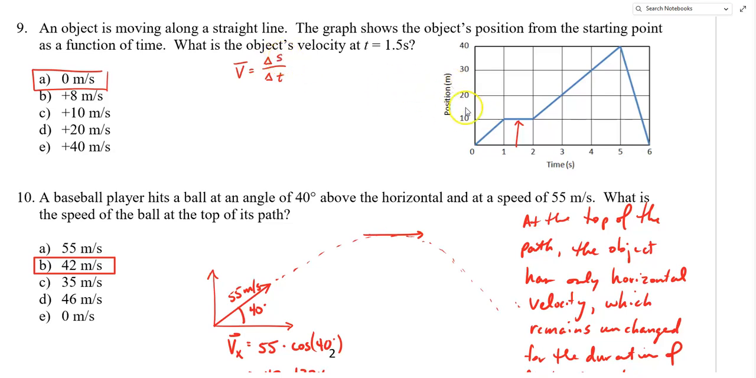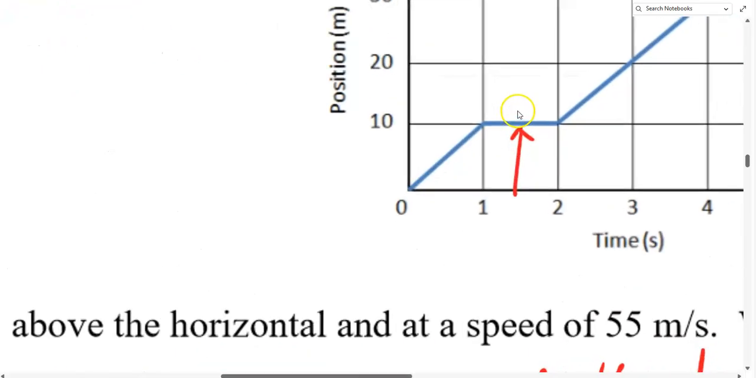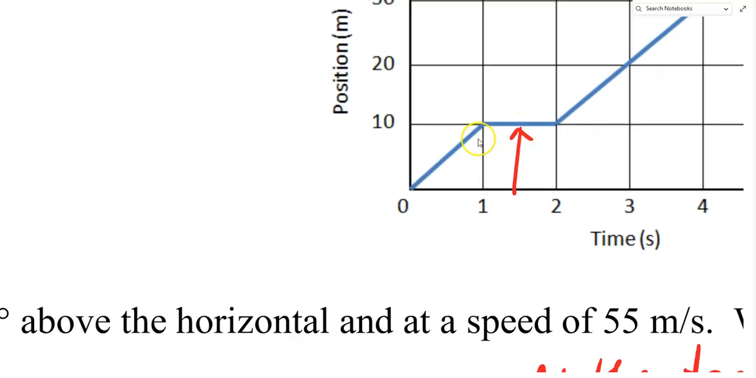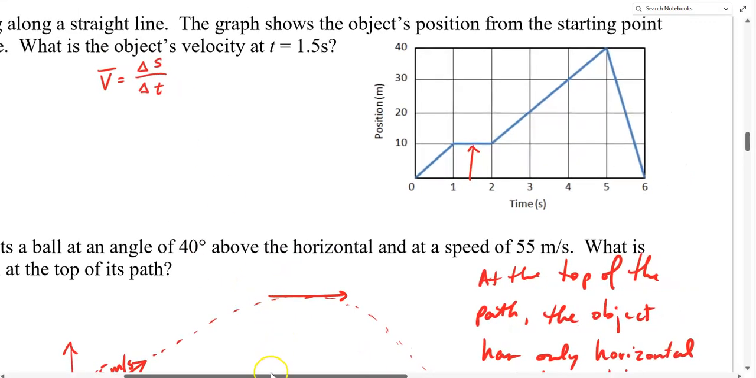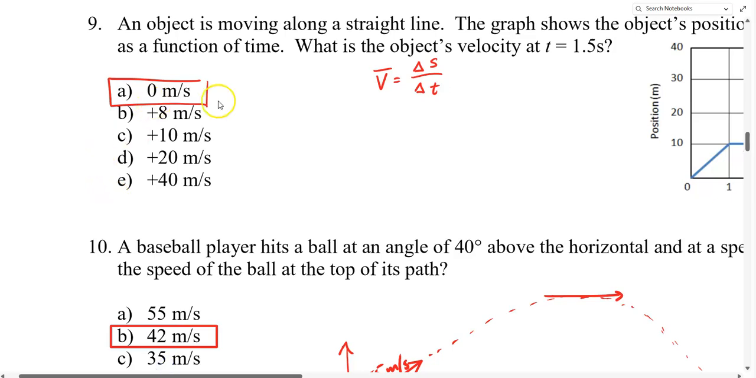So the position at 1.5, now it's kind of hard to answer that as a single point in time, but if we look just to the left and the right of that 1.5 position, we see that position itself isn't changing. We've stayed at this 10-meter location for that period of time around that 1.5 timing. So if zero change in position is divided by some change in time, we do end up with a velocity of 0 meters per second.